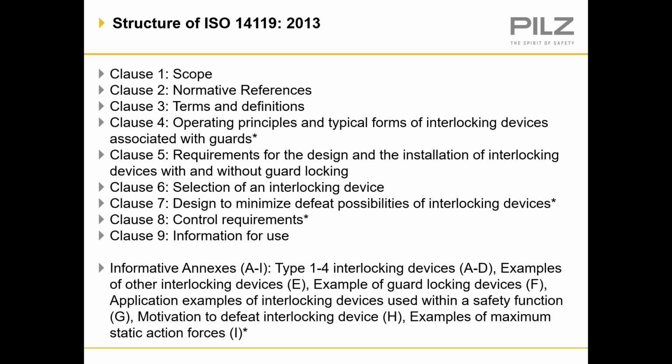And as always, at the back end will be the informative annexes. Again, they'll go through the types 1 to 4. There'll be examples of other interlocking devices, examples of guard locking devices, application examples of interlocking devices used within a safety function, motivation to defeat, and examples of maximum static action forces.